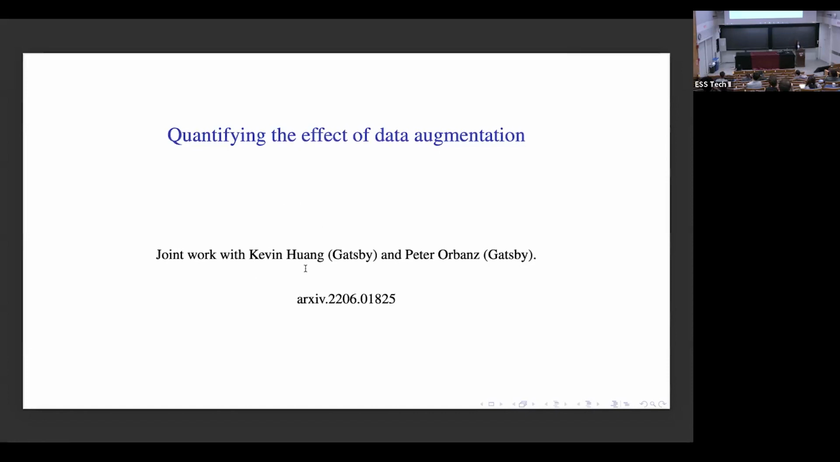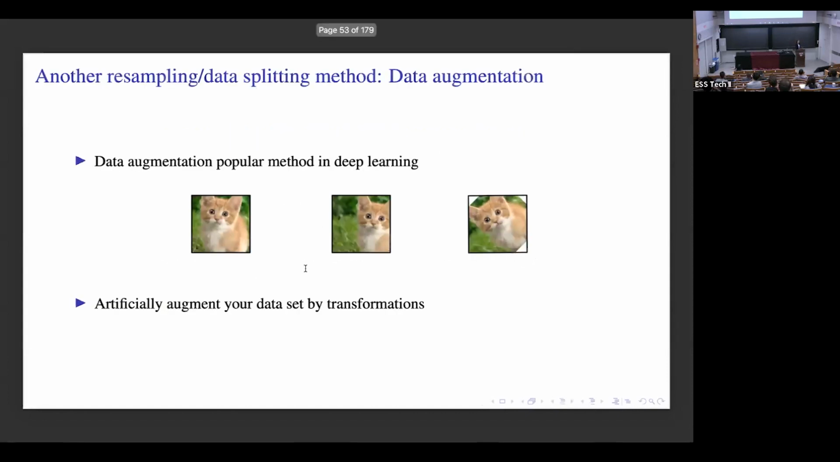So here, by data augmentation, I do not mean the MCMC classical statistics data augmentation. I mean data augmentation more in the machine learning sense. So what is data augmentation? Data augmentation is a classical framework in deep learning, where you take the data that you have and you artificially transform it. You artificially create new examples of data by slightly transforming your data.